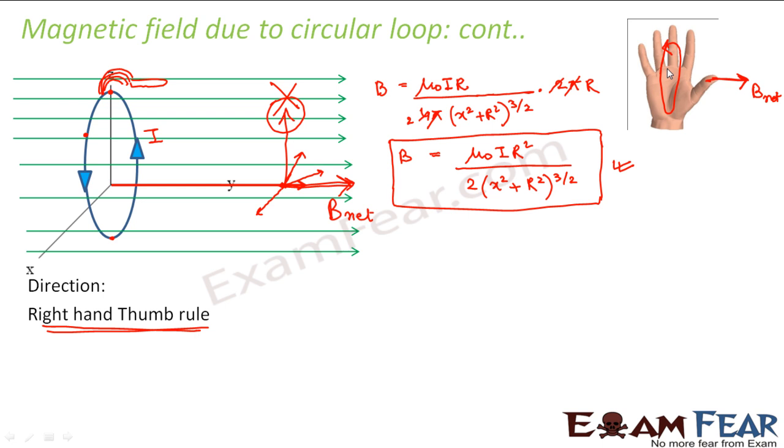So you keep your hand in front of your face in this position. Curl all your fingers. That is the direction of the current which is flowing through the wire. And your thumb points towards the direction of the net magnetic field. Right? So now that we have found a generic expression.